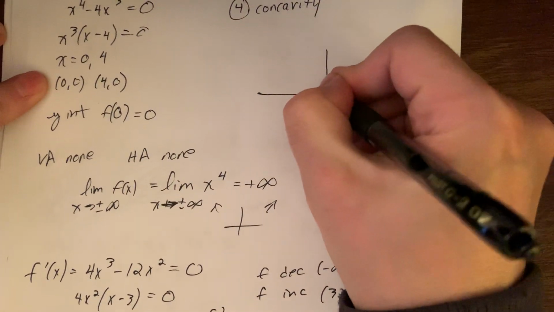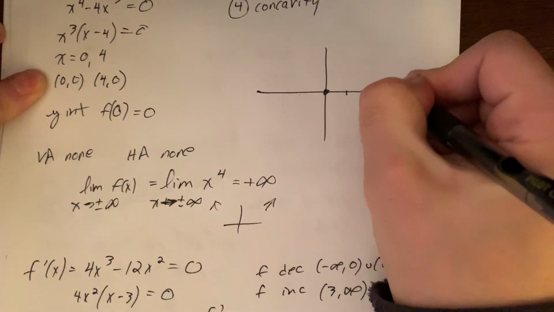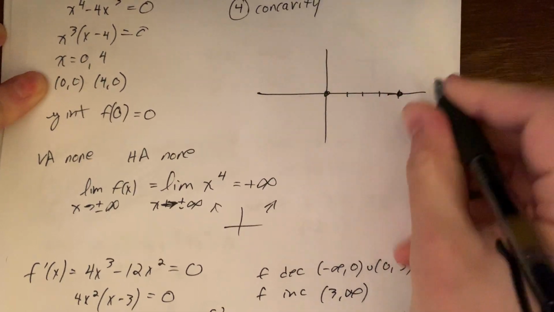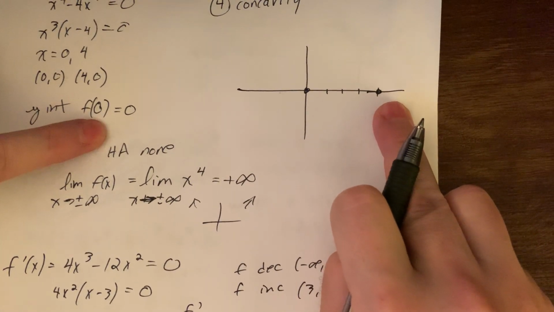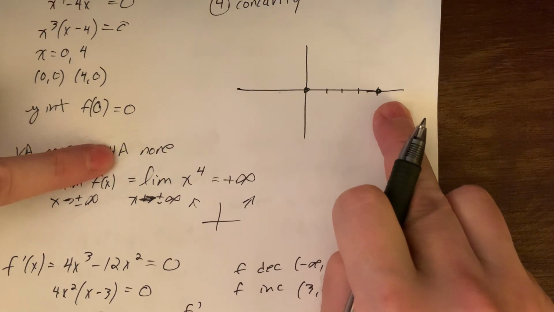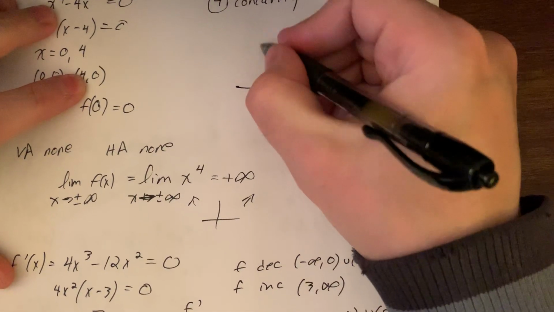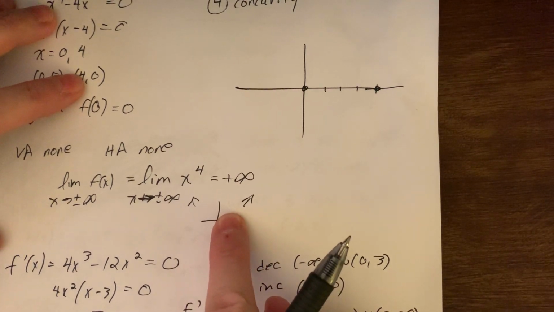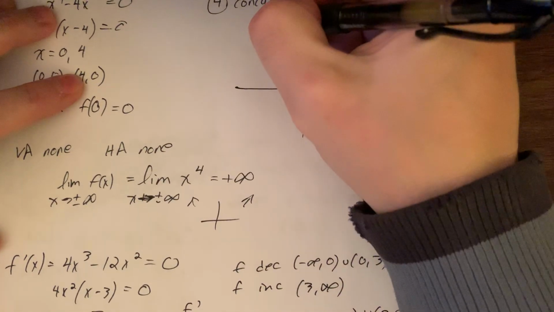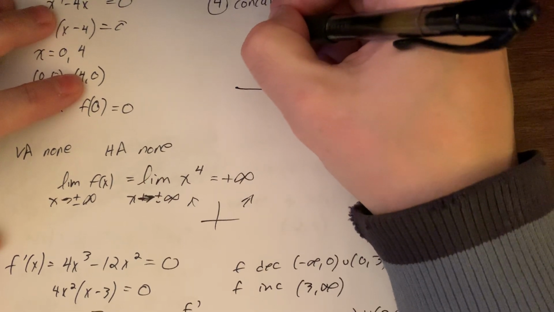A couple of important points: the origin, and (4, 0). All right, that already had my y-intercept. We didn't have any vertical or horizontal asymptotes, but I know I'm going to start up here and finish up here. That's that end behavior. So let's start on the left side. I'm starting somewhere over here.